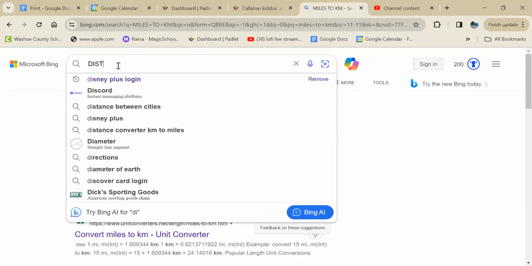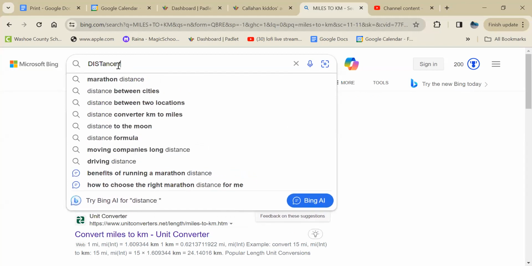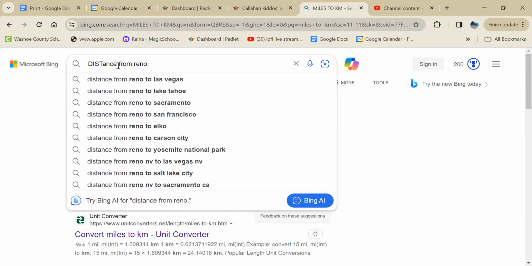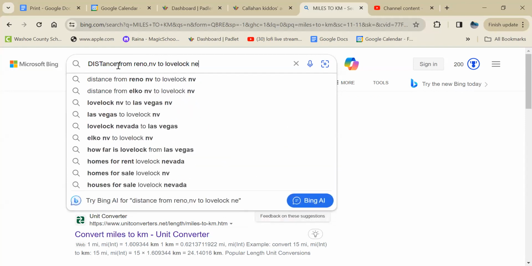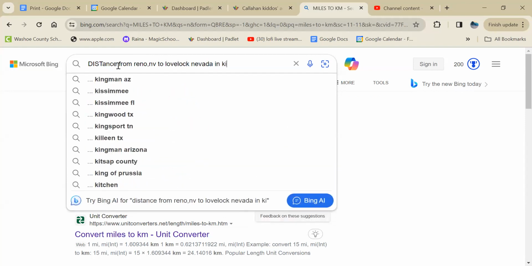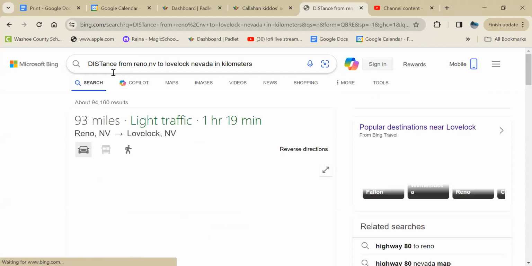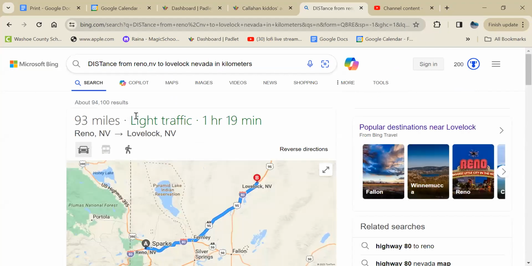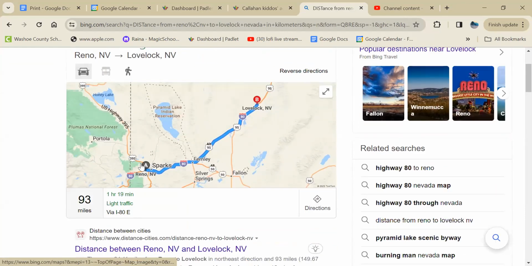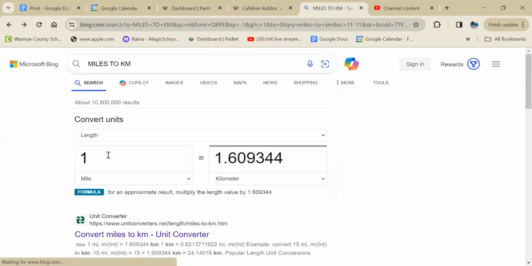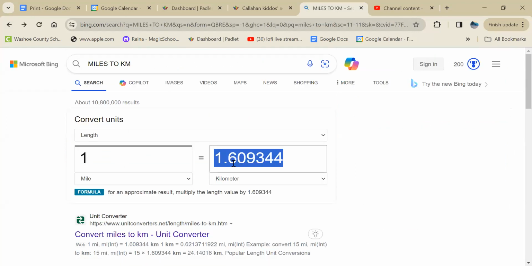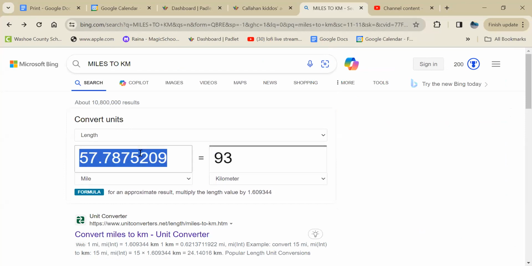Now, if we definitely want to check for sure, we can always go over here to Google and just type in distance from Reno, Nevada to Lovelock, Nevada in kilometers. It's actually going to be 93 miles. Do you see that right here? So it's 93 miles. So what we can do is convert 93 miles to kilometers, which is about 149. That's close. That's about 150, right?